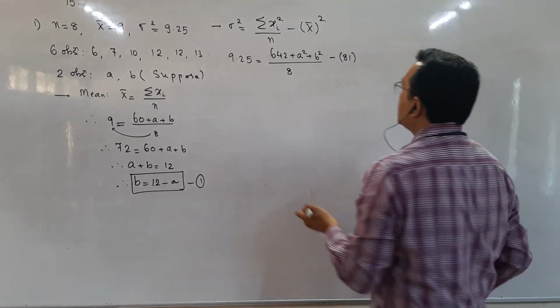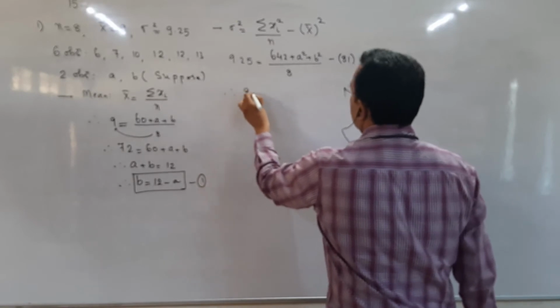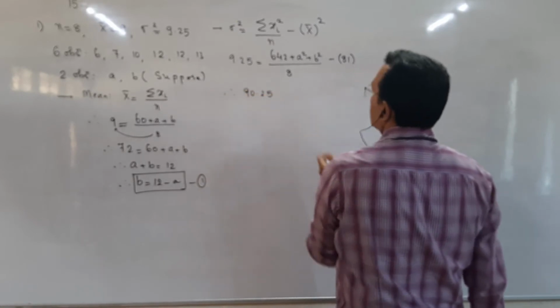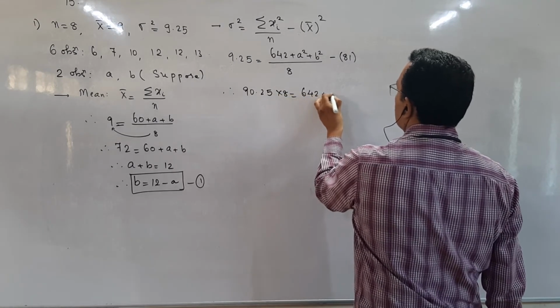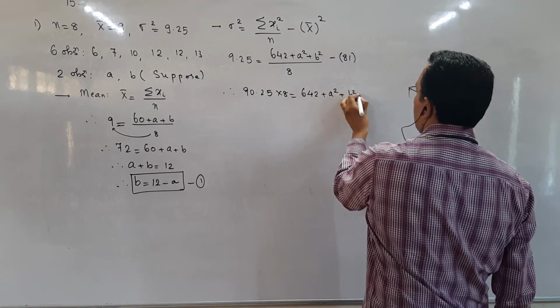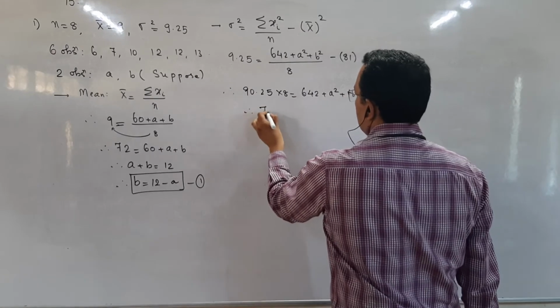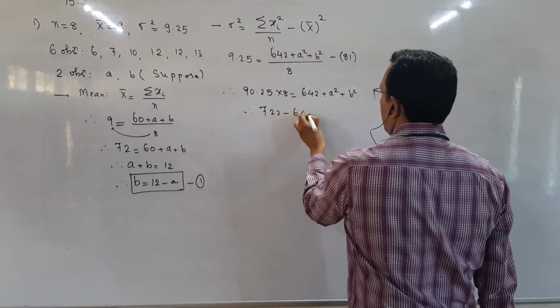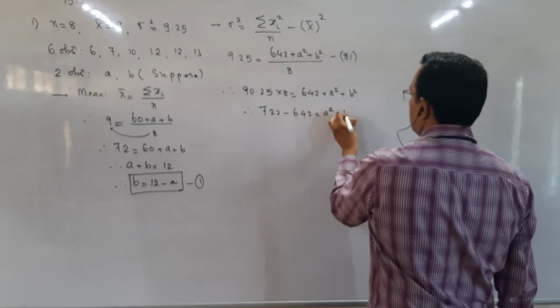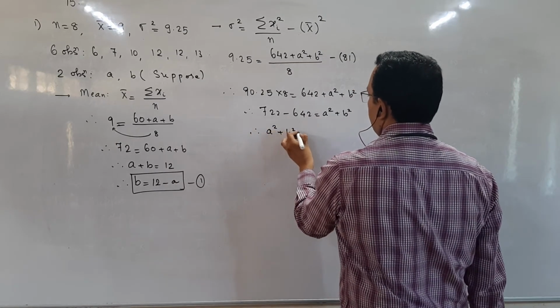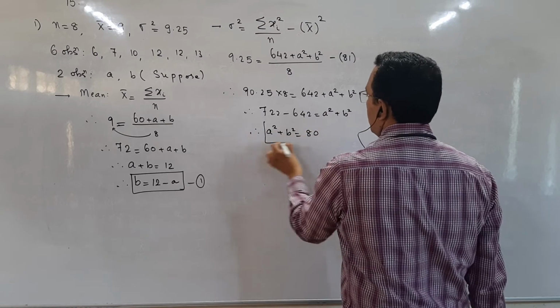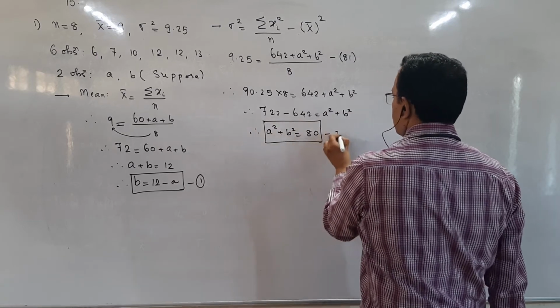Now 9.25 plus 81 is 90.25, into 8 will be 642 plus a square plus b square. So this comes out to be 722 minus 642 is equal to a square plus b square. Therefore a square plus b square is equal to 50. Second result.